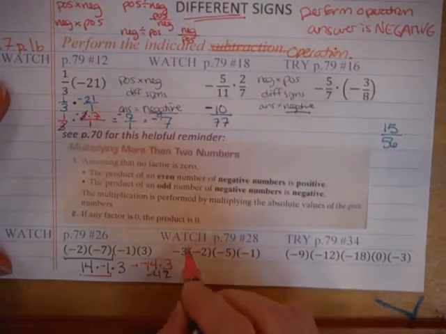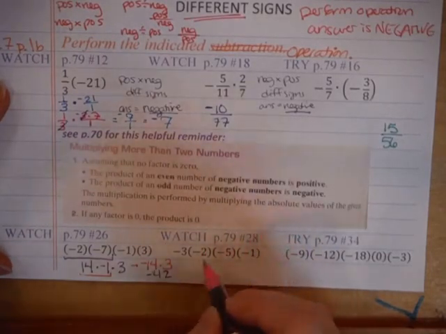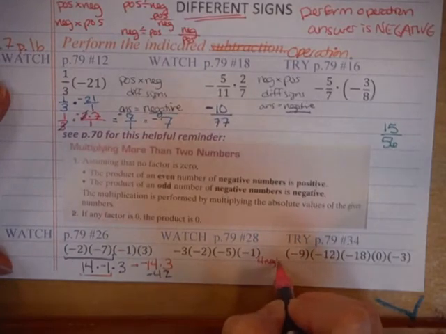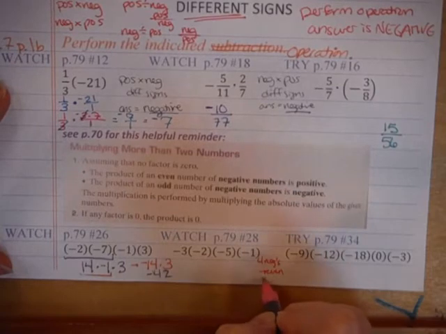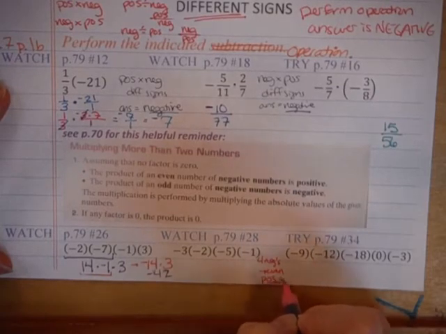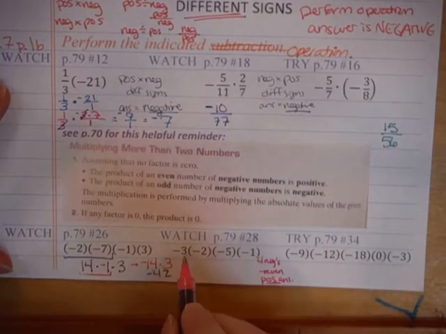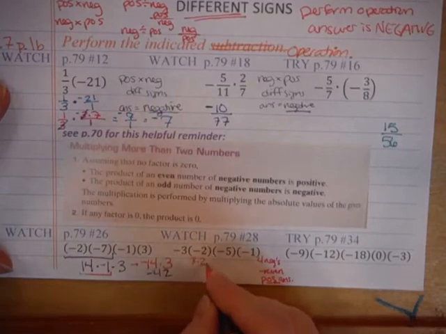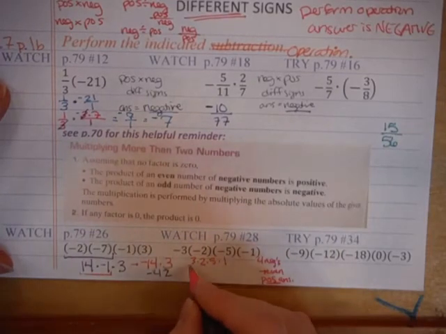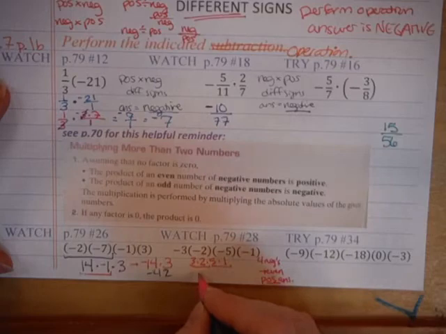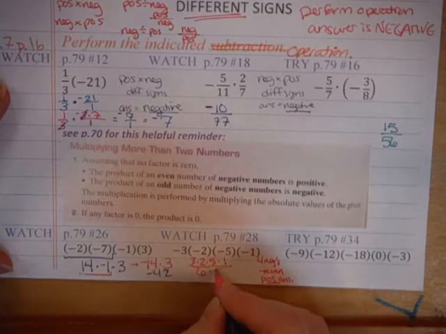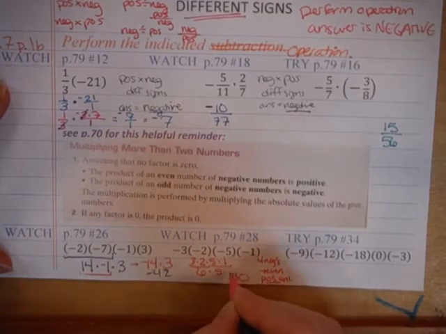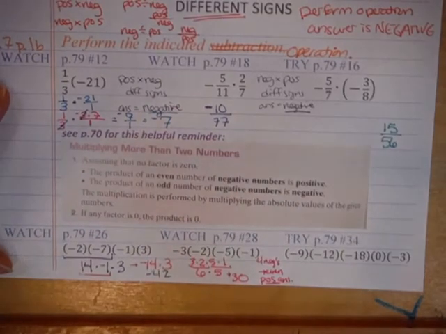Okay. So let's look at this. Let's try it the other way. We've got 4 negatives being multiplied so that it's an even number, and so then our answer is going to be positive. And then we just go 3 times 2 times 5 times 1. I can even group these. 3 times 2 is 6. 5 times 1 is 5. I get an answer of 30, and it is positive.